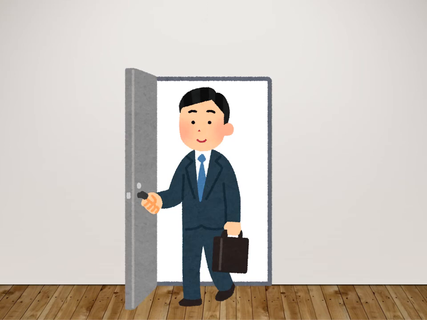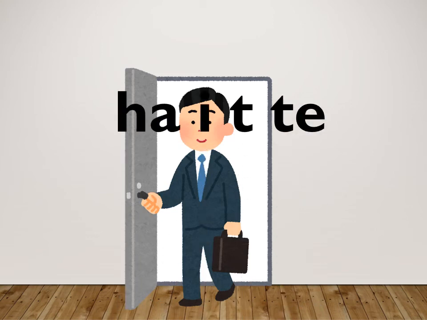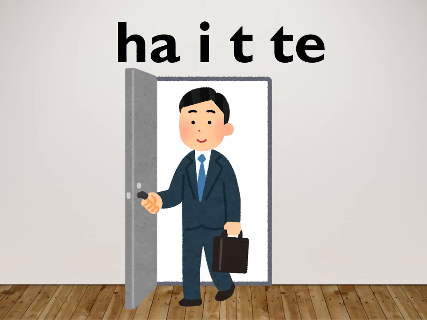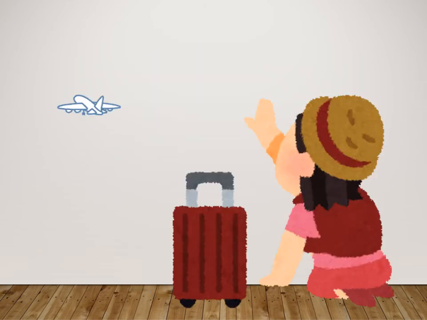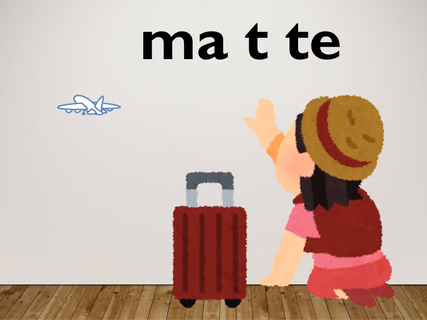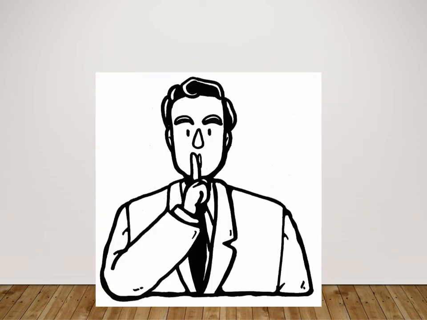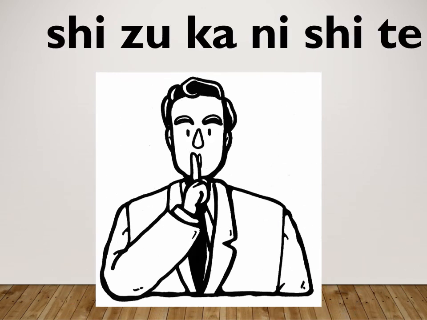How do you say enter in Japanese? It is 入って. How do you say wait in Japanese? It is 待って. How do you say be quiet in Japanese? It is 静かにして.